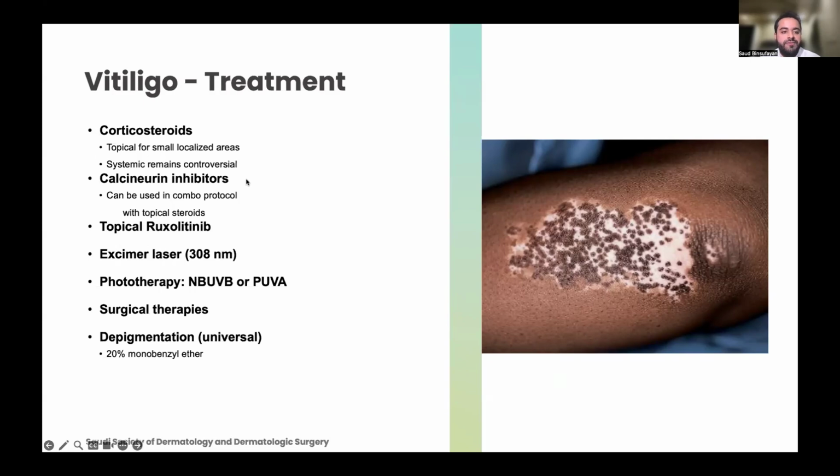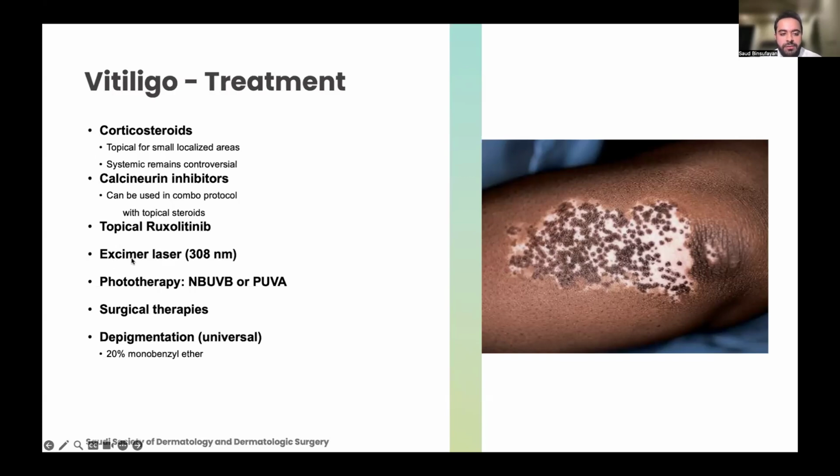For the treatments, we have topical corticosteroids, of course. In dermatology, we like to use topical steroids a lot. Then we have calcineurin inhibitors like tacrolimus. It's a really good option because it has similar effects to steroids without the side effects. Then we also have topical ruxolitinib, which is a JAK inhibitor. The reason it works is that vitiligo involves the JAK-STAT pathway in its process.